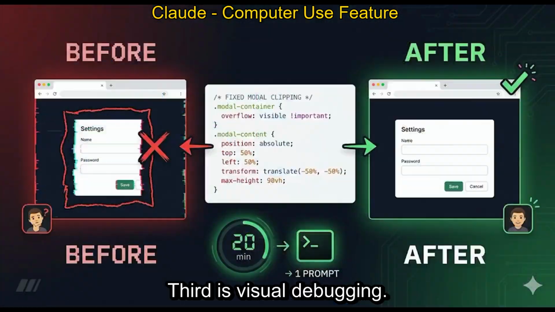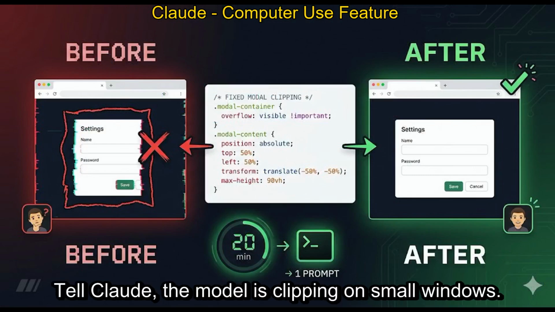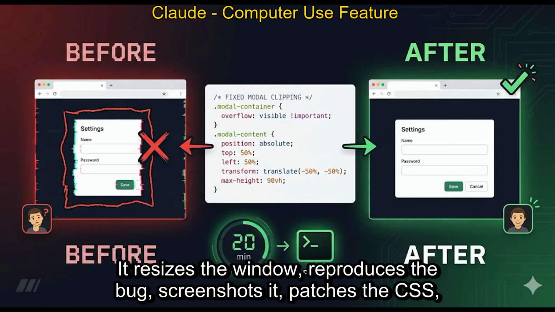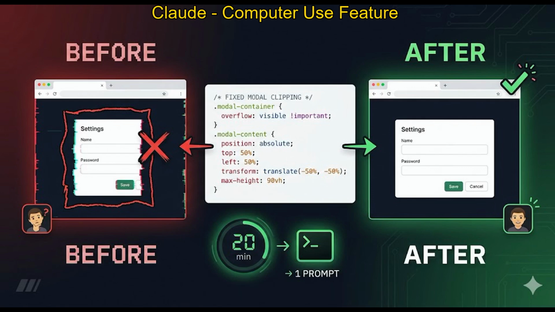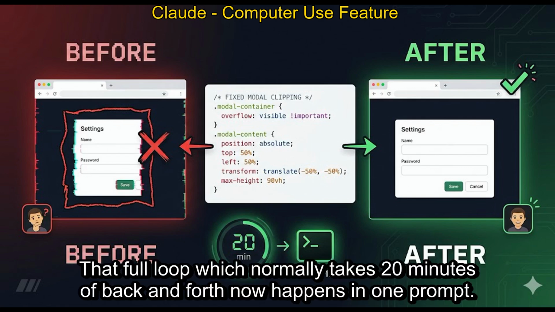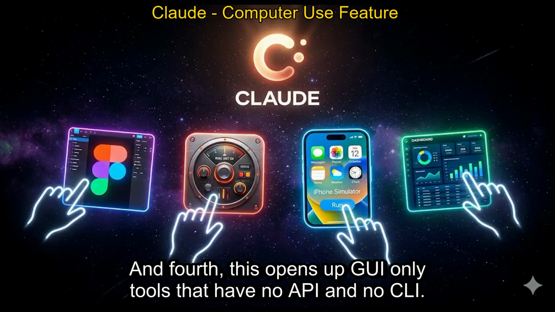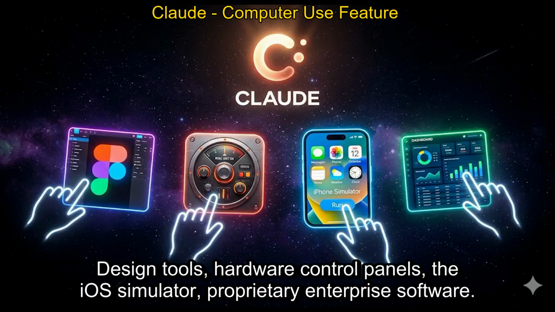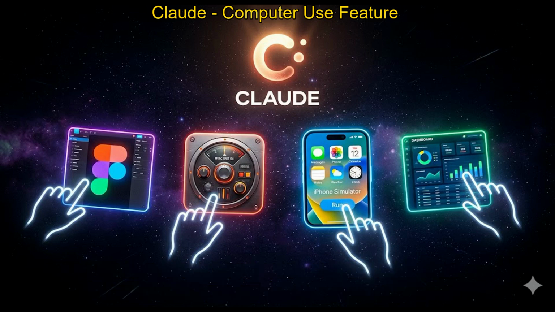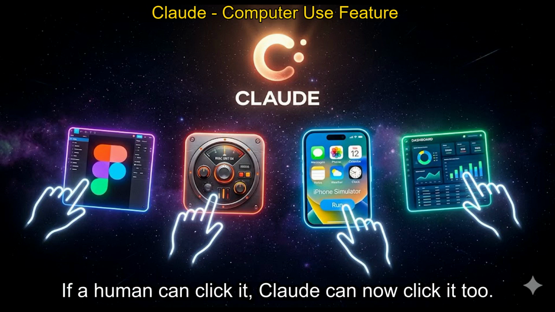Third is visual debugging. Tell Claude the modal is clipping on small windows. It resizes the window, reproduces the bug, screenshots it, patches the CSS, and then verifies the fix. That full loop, which normally takes 20 minutes of back and forth, now happens in one prompt. And fourth, this opens up GUI-only tools that have no API and no CLI. Design tools, hardware control panels, the iOS simulator, proprietary enterprise software. If a human can click it, Claude can now click it too.